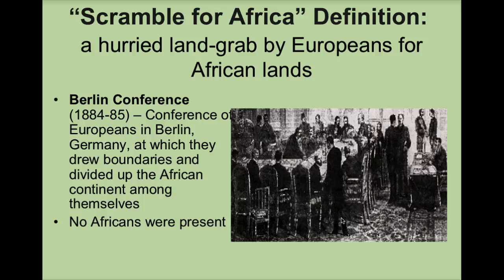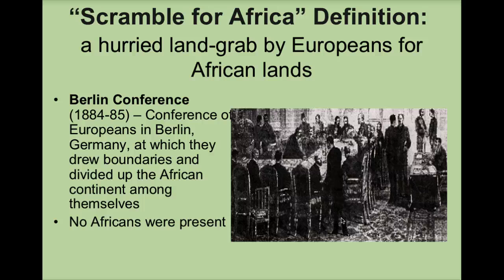So they invite about 14 European nations to Germany to discuss what to do with Africa. You have Great Britain, France, Portugal, Spain, the Belgians, the Germans, Italians, all meeting to discuss, okay, how should we divide Africa? What are we going to do? And their method of settling this was basically, if a country laid claim to it and proved that they could protect their territory, they were given that colony.